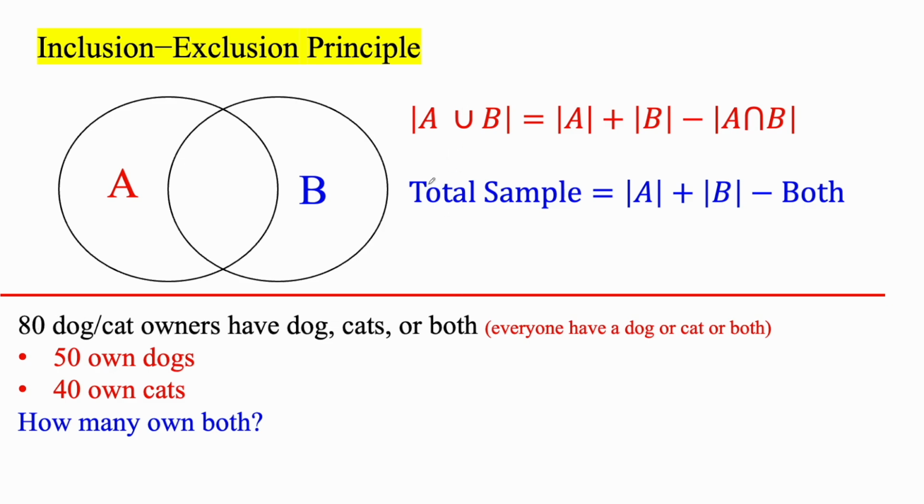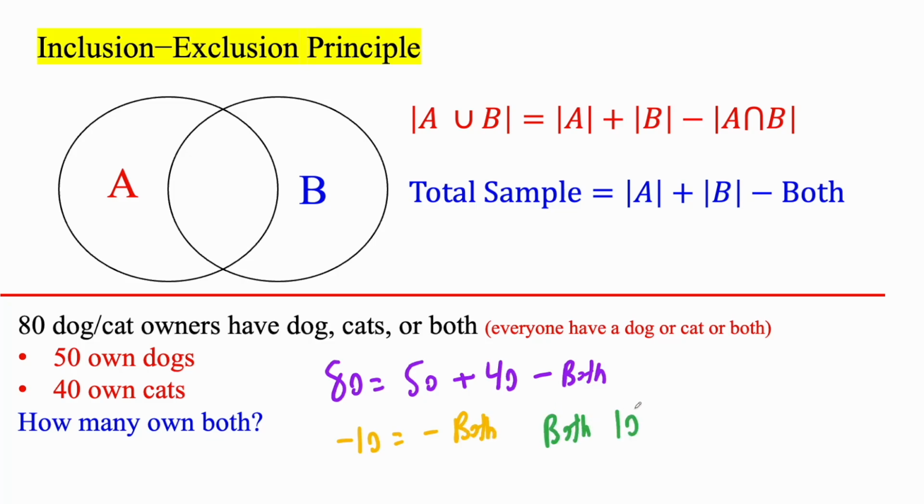So if we use this little formula, the total sample would be 80, which is equal to how many total owned dogs, 50, how many total owned cats, 40, minus our both. This symbol right here just means overlap. So minus both. And so if we subtract 50 on both sides, subtract 40 on both sides, we're going to get negative 10 is equal to minus both. And so we could say that both would be 10.